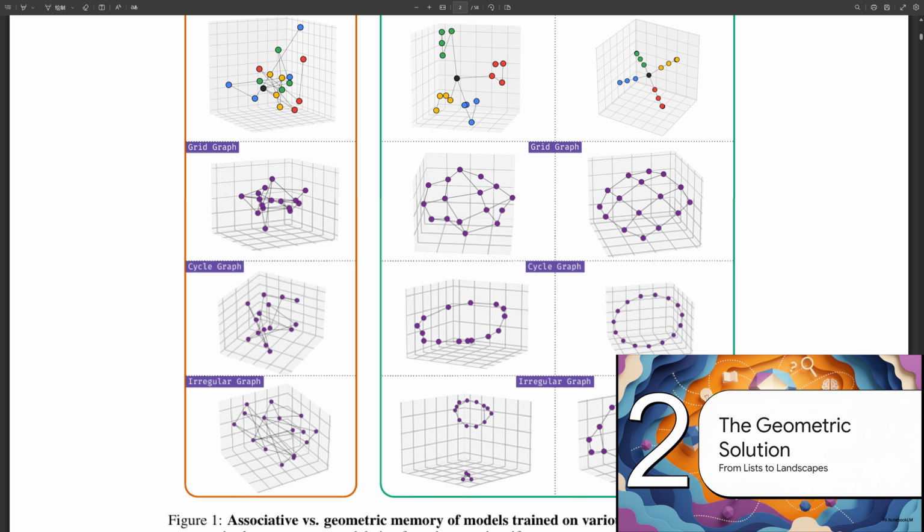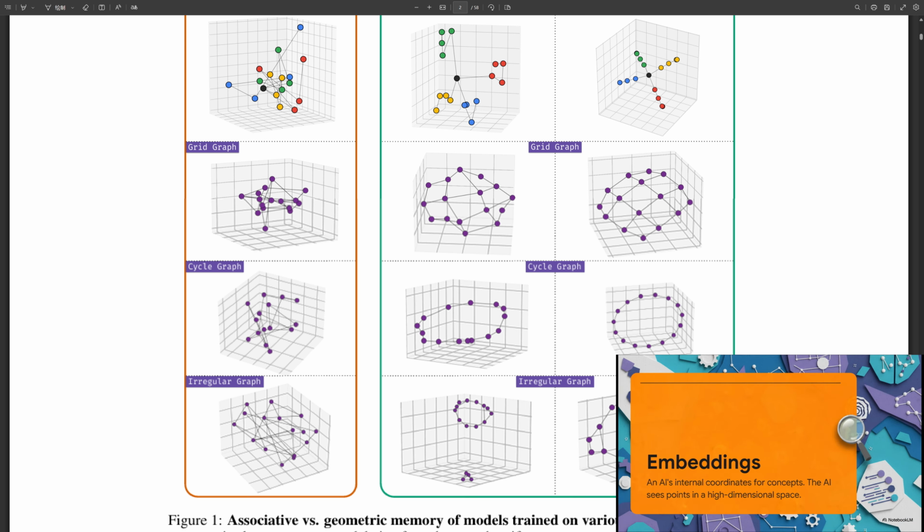It's pretty amazing. To understand this, we've got to talk about something called embeddings. See, inside an AI, a word or a concept isn't stored as text. It gets converted into a set of coordinates, an embedding, that places it at a specific point in this vast, multi-dimensional space. Think of it like a star chart, but instead of 3 dimensions, it has thousands, and the distance and direction between these points define their relationship.